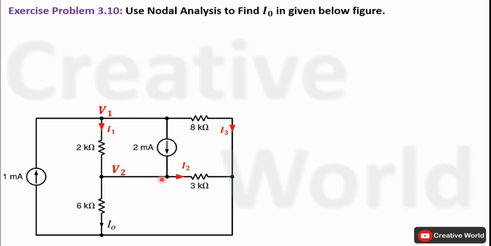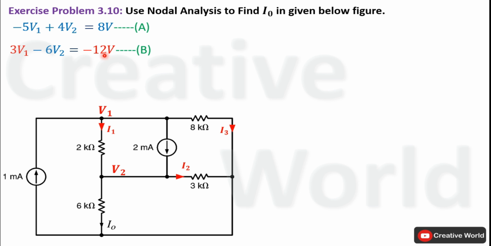Up to this point, we have retrieved two node voltage equations from this network. Now we will try to solve these two equations to find out the value of voltage V2. If we succeed to calculate the value of voltage V2, we will be able to calculate current through this branch, that is equal to V2 divided by 6 kilo ohm. And it is the required parameter asked in this scenario. So first of all, we will try to find out the value of voltage V2.